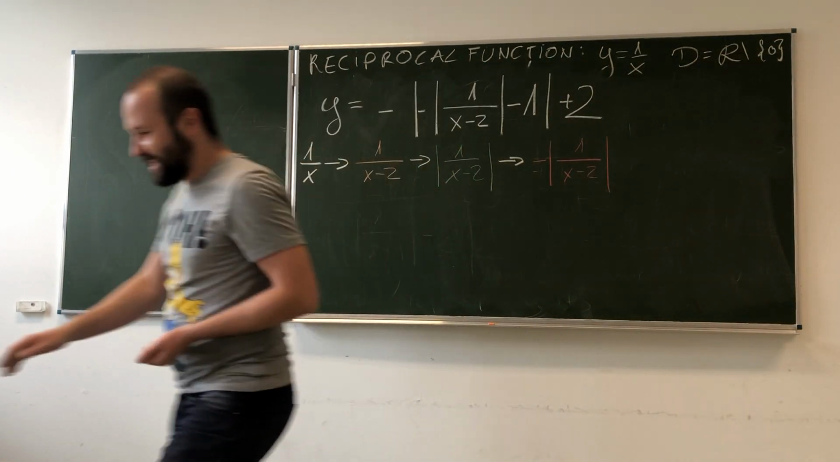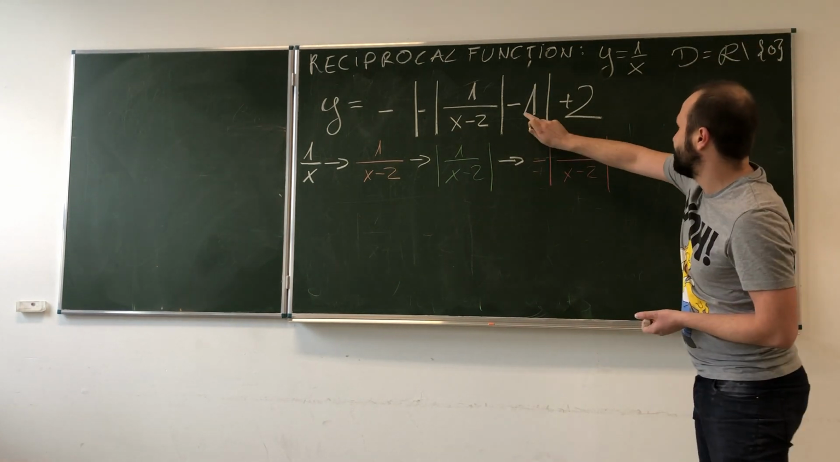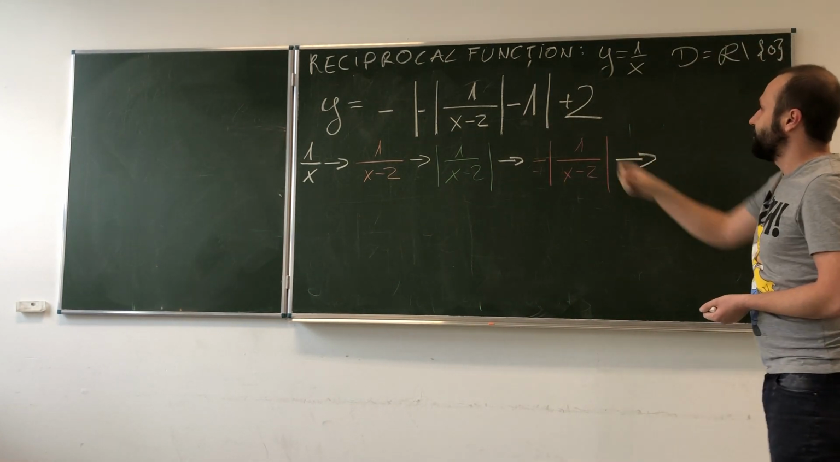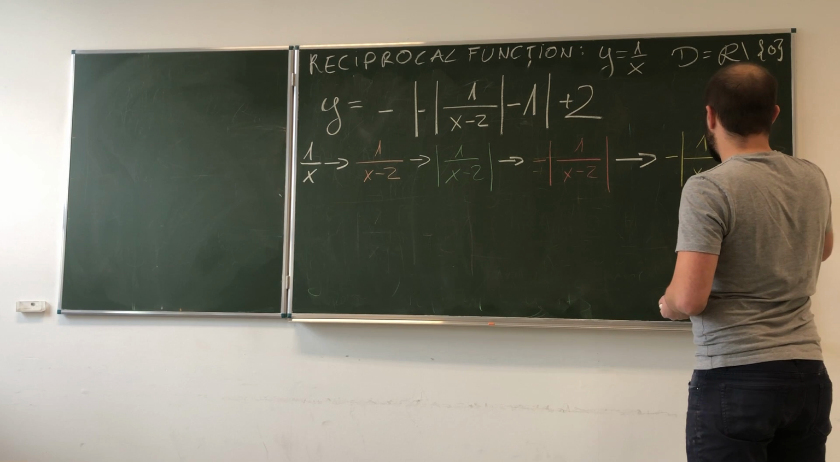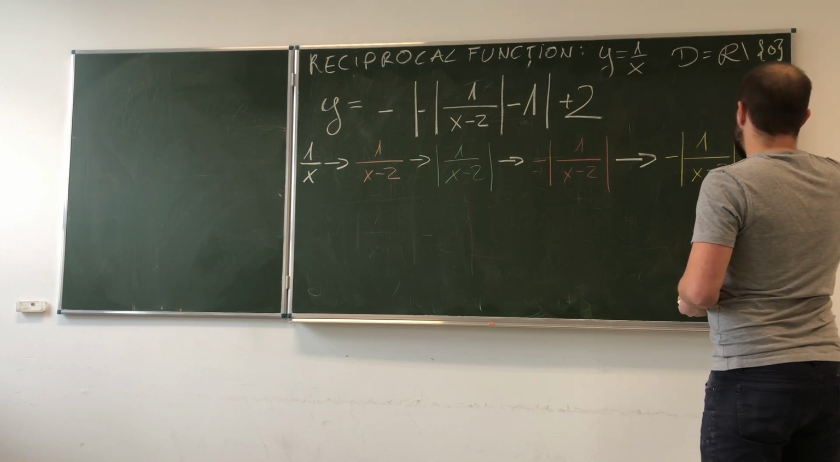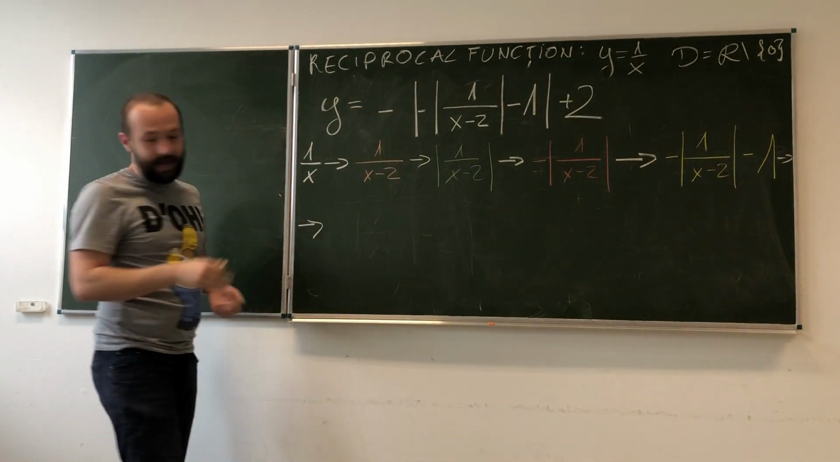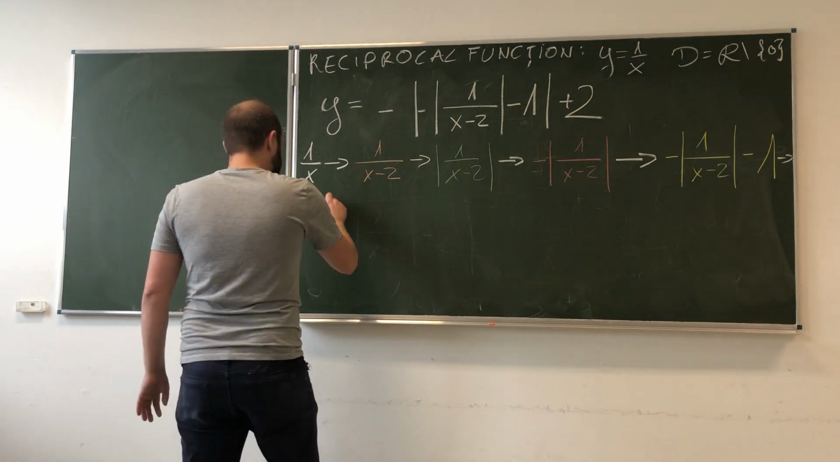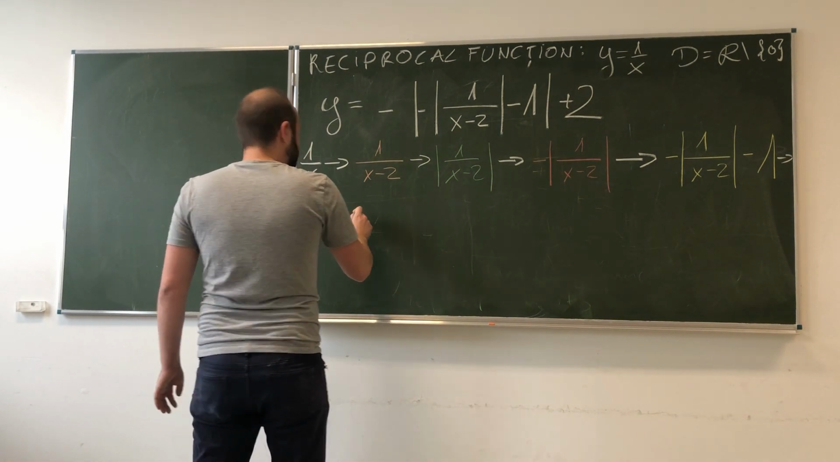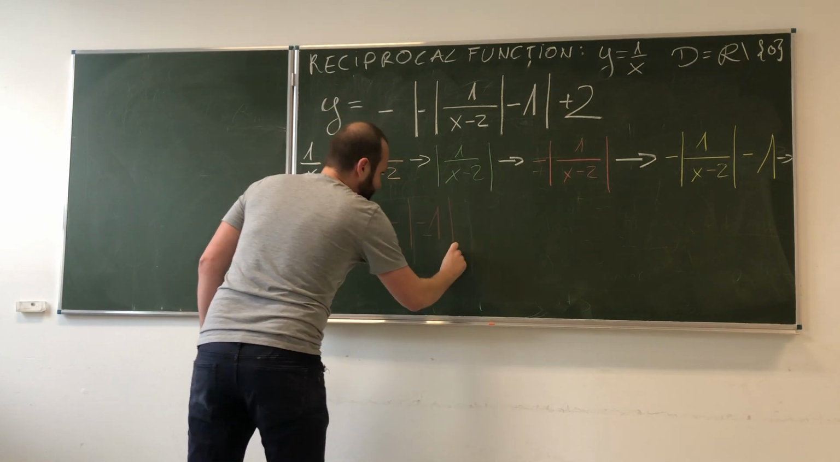Then, in the next step, the function that we should deal with is probably the one involving also -1. Then, the next step, we should take the absolute value of this. Okay, unfortunately, I think I'm running out of colors, but we'll see. Okay, we've got negative 1 over x minus 2 minus 1 absolute value.